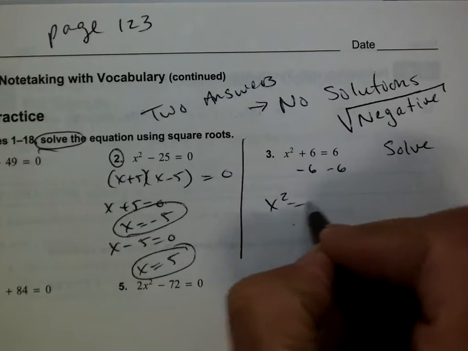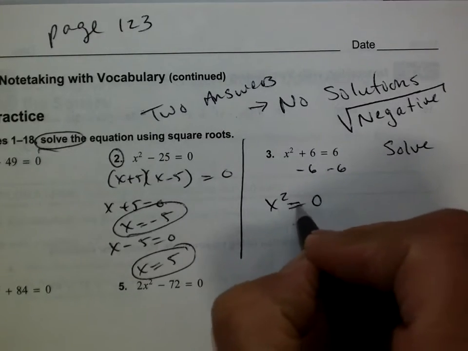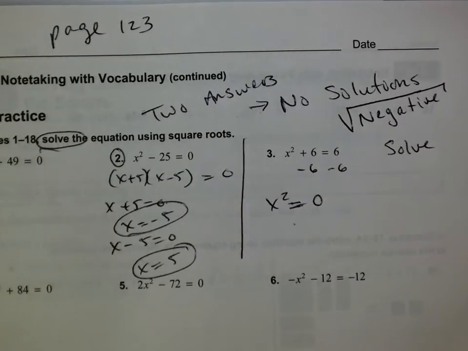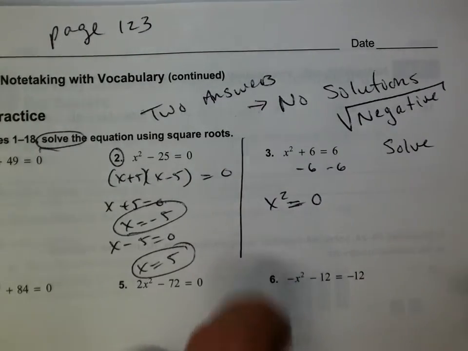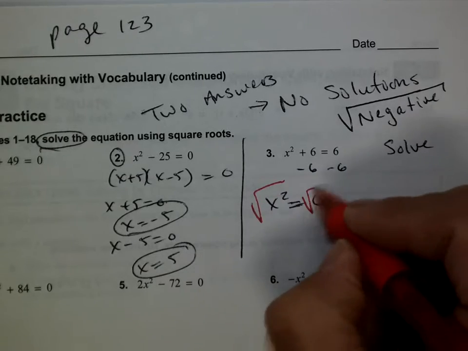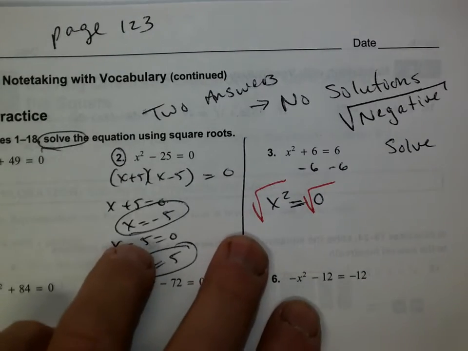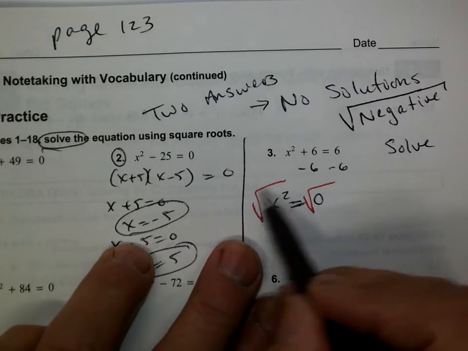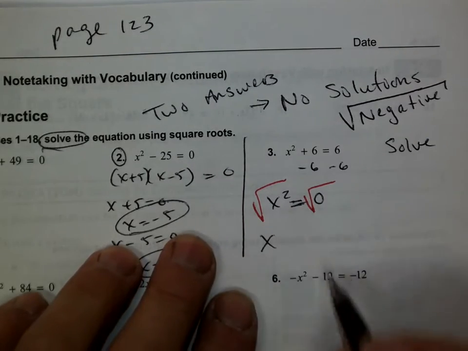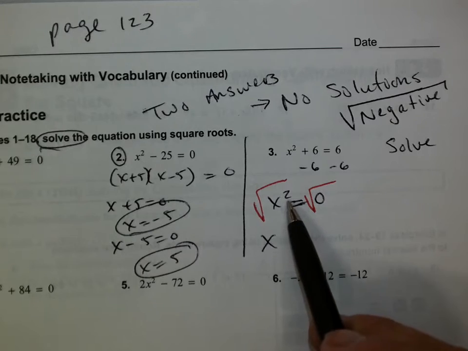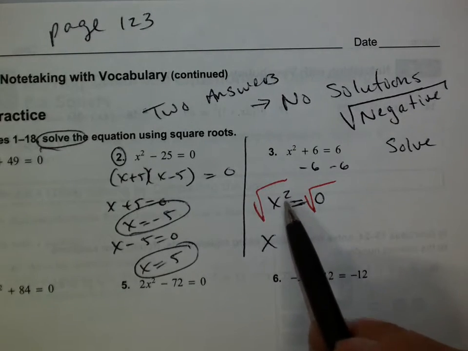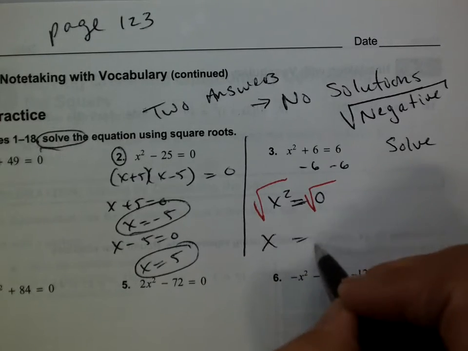x squared equals 0. Now to undo an x squared, we always do the opposite. The opposite of x squared is to square root. Okay, square root. Because the square root is the opposite operation of a square. They cancel each other out, you're just left with x. I'll say it again. To get rid of a squared term, you take the square root because they're an opposite operation, and they just cancel each other out. So I get the square root of 0, which is 0.